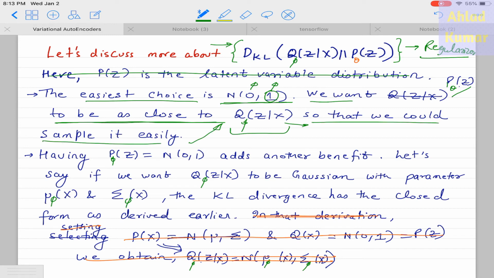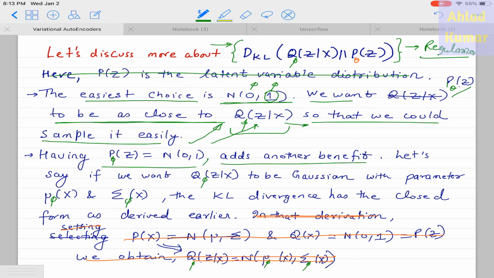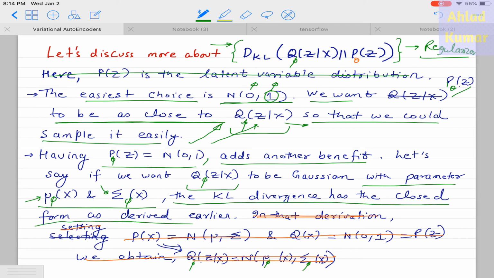Also, we could sample the distribution q phi of z given x easily. So having p theta of z as N(0, 1) also helps in another benefit, and that benefit is that if we want q phi of z given x to be Gaussian with parameters given as this, where mu phi and sigma phi are the mean and covariance, then the KL divergence has a very closed form. So we will obtain a very closed expression for the KL divergence, that is given over here, if we assume a Gaussian for this and a normalized Gaussian for p theta of z, that is N(0, 1).